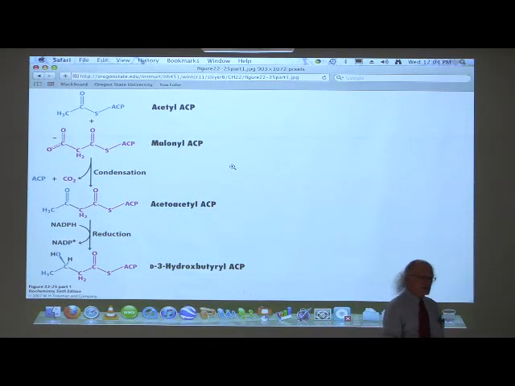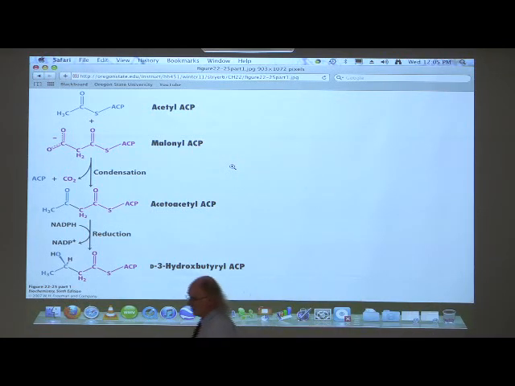NADPH is an electron carrier, usually for biosynthetic reactions. So when we're making something, the source of electrons is usually NADPH, not NADH. That sort of makes sense because NADH's electrons go into electron transport. Having a different source of electrons for synthesis makes sense, and that's why NADPH is important. So NADPH is the source of electrons for that reduction.